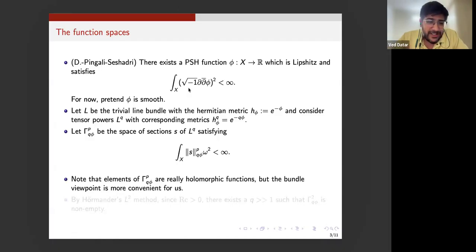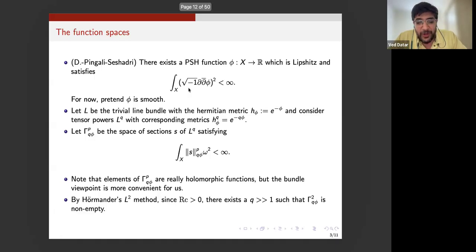Okay, so notice that the elements of the space are really holomorphic functions because L, and hence L to the q, is really the trivial line bundle, but the bundle viewpoint is actually much more convenient for us, so I'm going to stick to that. Also, by the Hörmander L2 method, since the Ricci curvature is positive, one can show that by choosing q large enough, this space is actually non-empty. So we are actually dealing with non-empty spaces, right?